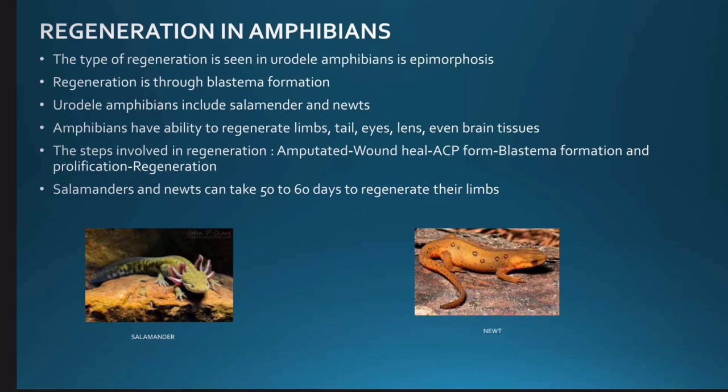Regeneration in amphibians. The type of regeneration seen in urodele amphibians is epimorphosis. Regeneration is through blastema formation. Urodele amphibians include salamanders and newts. Amphibians have the ability to regenerate limbs, tail, eyes, lens, even brain tissues. The steps involved in regeneration: amputated wound heals, APC forms, blastema formation and proliferation. Salamanders and newts can take 50 to 60 days to regenerate their limbs.